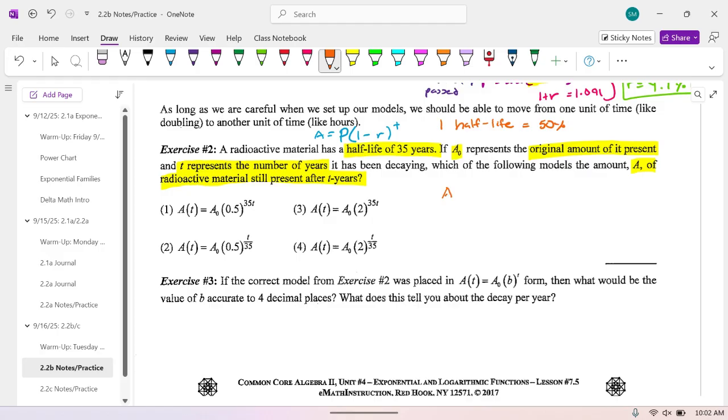So if I have A is equal to A of 0, because we don't know what the starting amount is, we're just writing a function for it, times 1 minus 0.5 raised to some power of t. Now, if I do 1 minus 0.5, what's left? 0.5. So automatically, these two answer choices are out, because we know that what goes in the parentheses has to be 0.5.